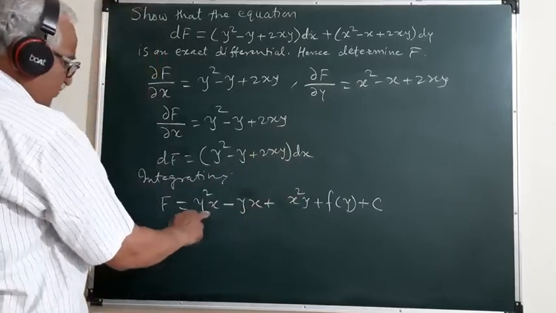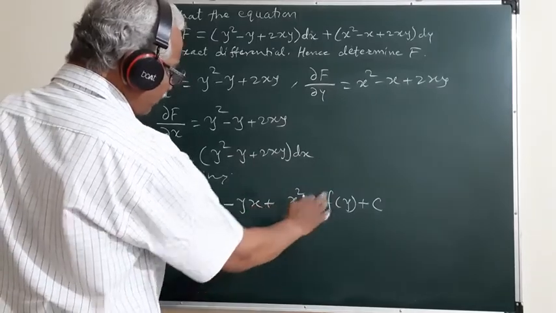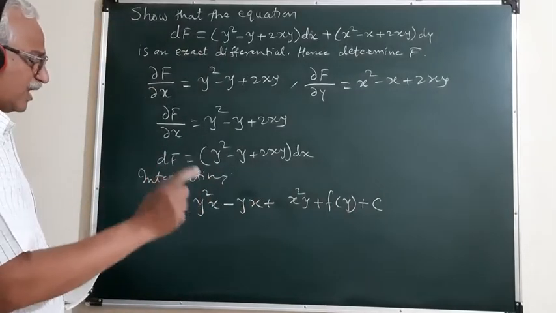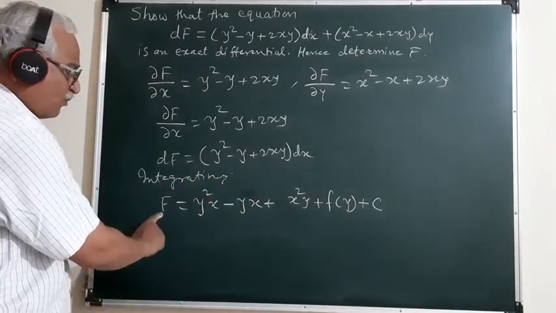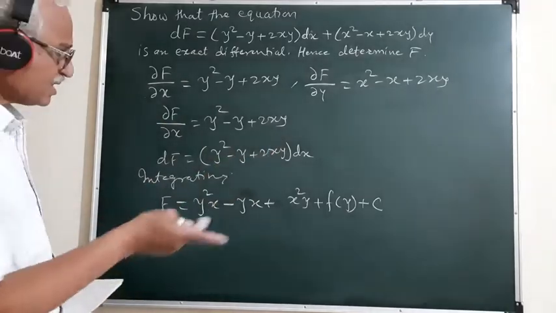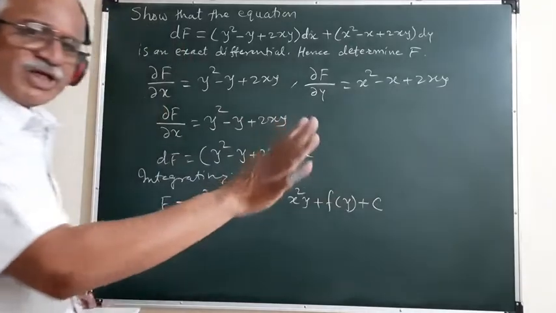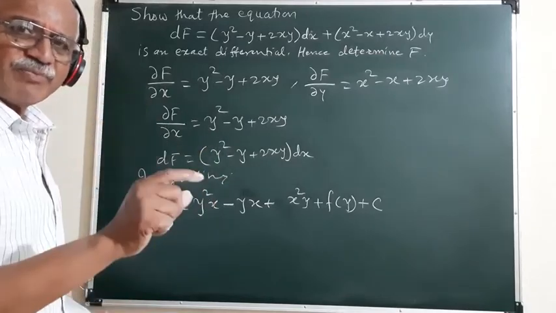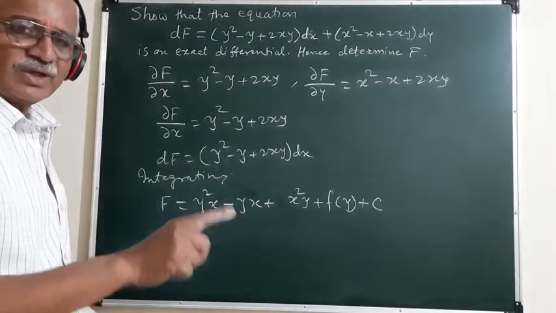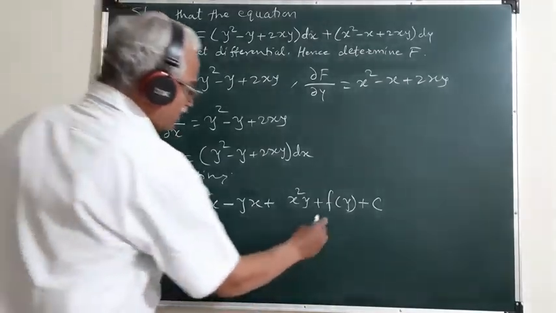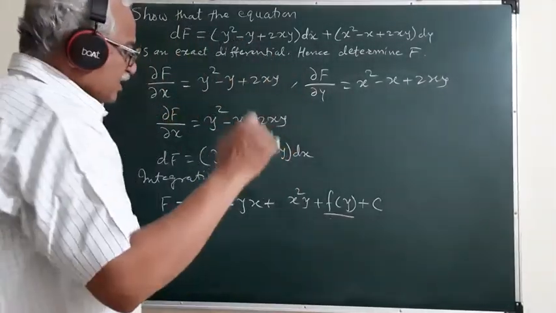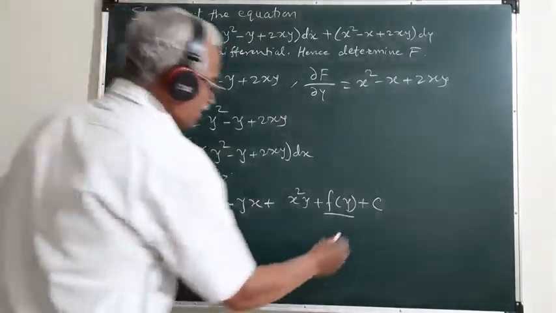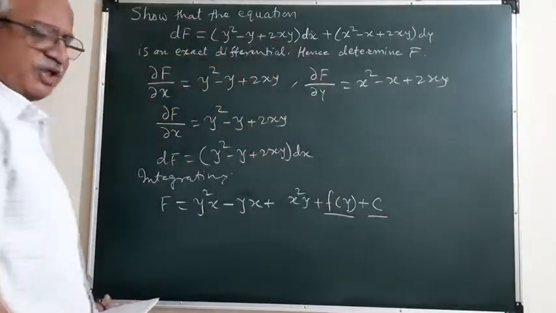So it gives y square x minus yx plus x square y plus fy, and this fy contains the terms containing only y, because when this f was partially differentiated with respect to x, the terms containing only y would have been cancelled out. So in order to take into consideration the terms in the given function f which contain only y, in which x was absent, we have to consider this term of fy, and in the given function f, if there was a certain numerical constant, that constant is taken into consideration with this constant of integration c.